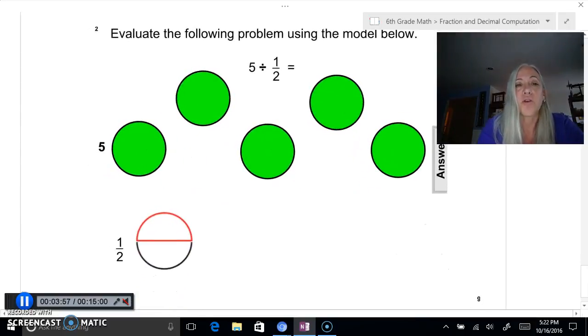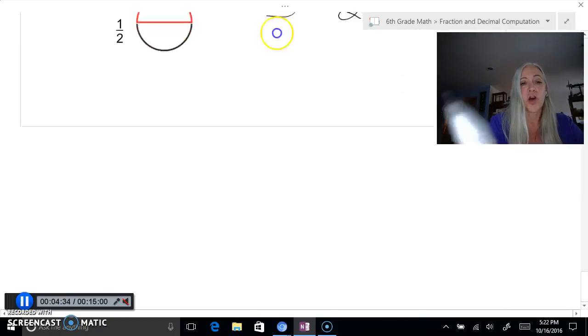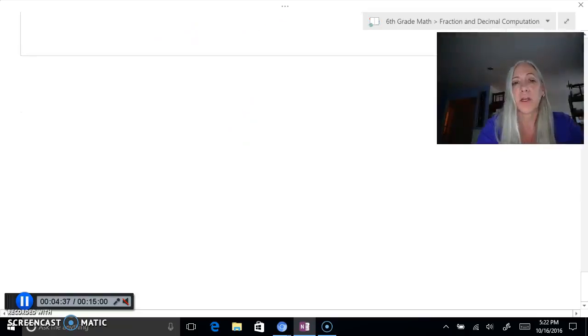All right. So now we're going to evaluate the following problem by drawing. We're going to use this model below. So we have 5 circles, and we're going to divide it by 1/2. So let's take each circle and divide it in half. 1, 2, 2. Okay, so how many halves do we have? Count it off. 1, 2, 3, 4, 5, 6, 7, 8, 9, 10. So 5 divided by 1/2 equals what? 10. Great, okay.